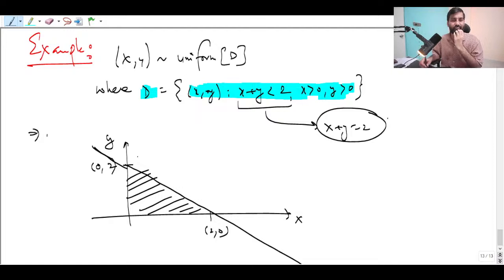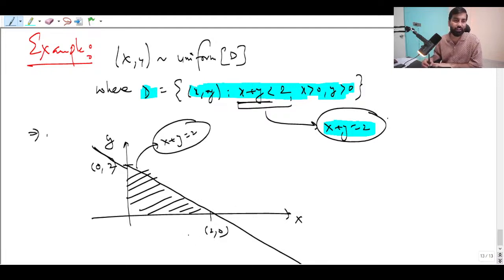This line is nothing but what? This line corresponds to x plus y equal to 2. Now, how am I getting this line? It is from this inequality, the inequality given in the question. So if I ask you what x is, suppose x equal to a, here x can take values between 0 to 2. x is always greater than 0, so that your support will be positive.